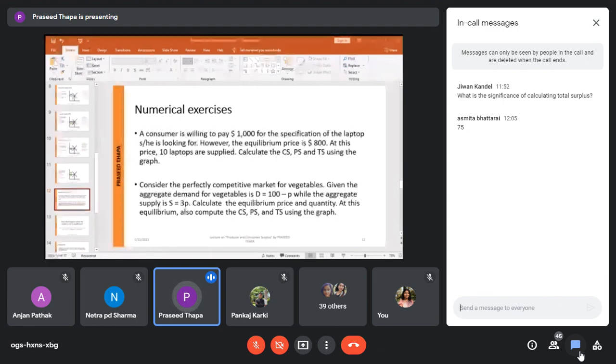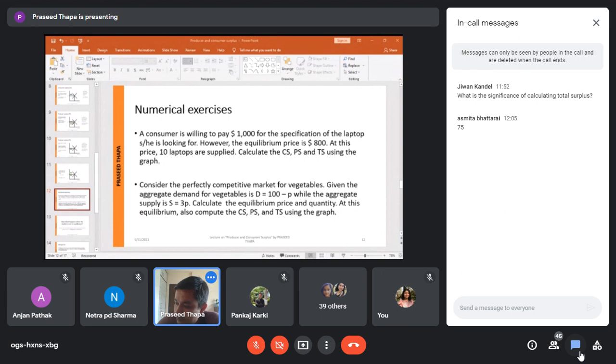For drawing the graph, I use the math technique. In equation 1, where D is equal to 100 minus P, I put the value of P equals 0. Then I get the value of D equals 100. When the value of D equals 0, I get the value of P equals 100. This is how we do it. I got the 2 points. So we know that to draw a straight line, we need 2 points. So I got the demand curve.